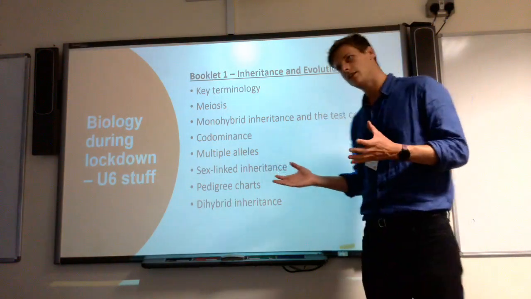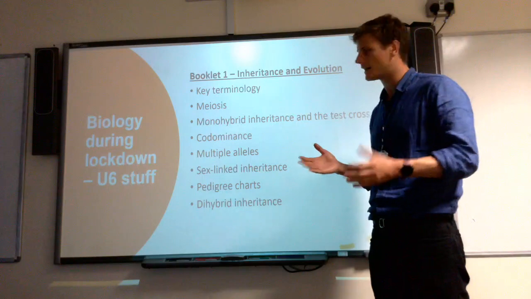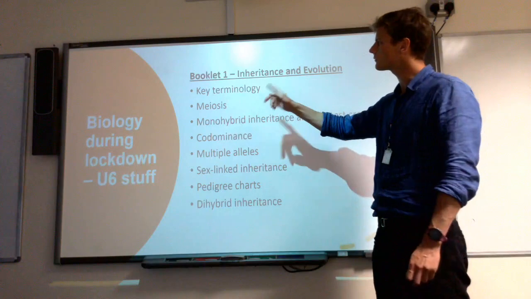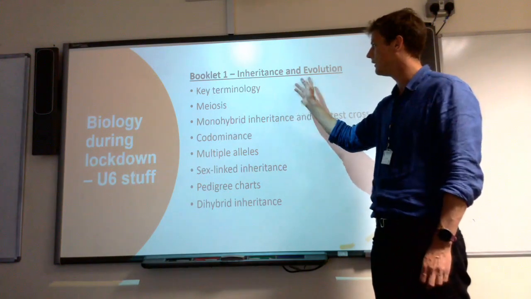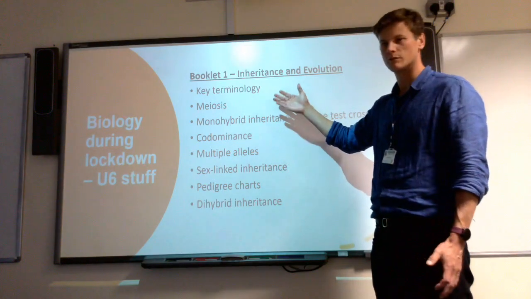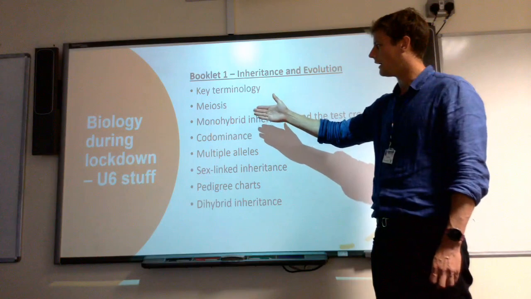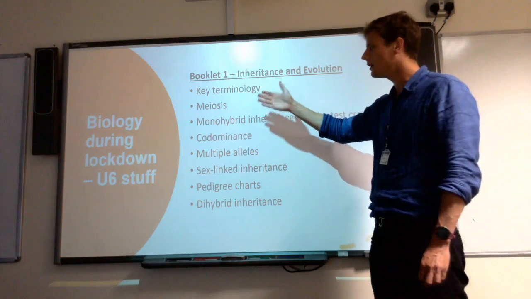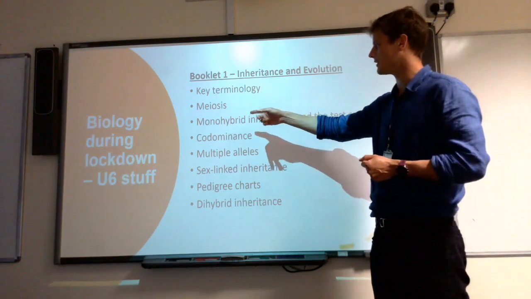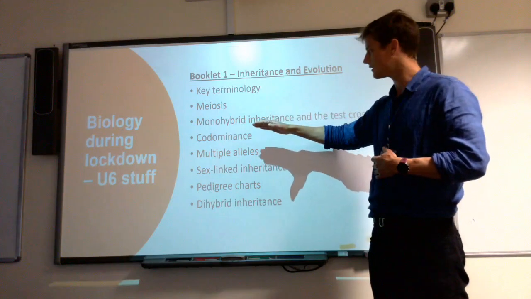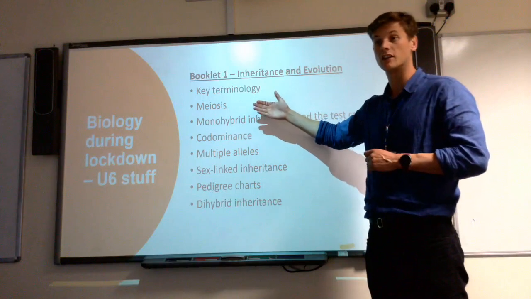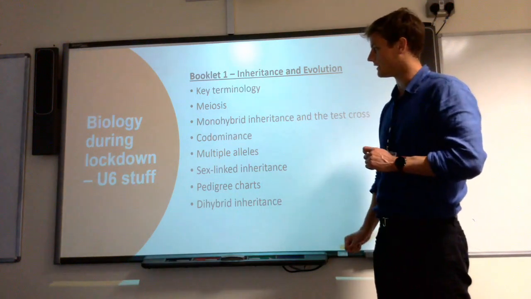Then, in the last 6 weeks of term, and some of you came in towards the end of this, we made a start on the upper 6th content, which begins with booklet 1, inheritance and evolution. At the beginning of that, there's some bits on just some terminology, and then meiosis again. So the variation created by meiosis underpins inheritance. So this is a really important topic. It's really important for you to get a good understanding to help you with the rest of this.